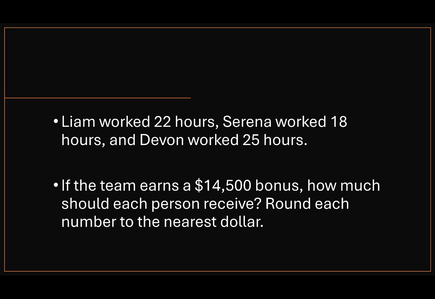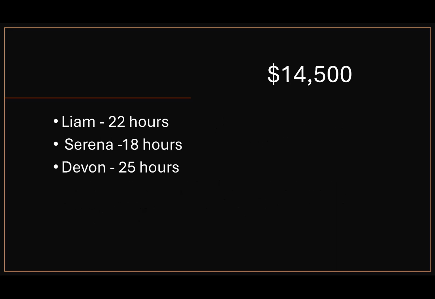In this particular example, we're going to round each number to the nearest dollar, but in real life you would round to 2 decimal places. So let's quickly summarize this information. Liam had 22 hours, Serena had 18, Devin had 25, and they're splitting $14,500.